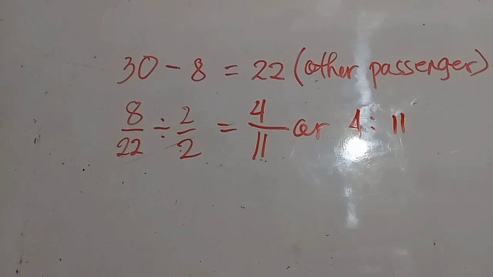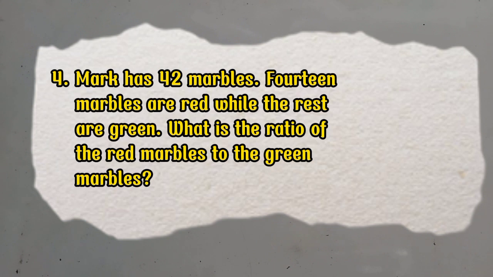Okay, another example. Number 4. Mark has 42 marbles. 14 marbles are red, while the rest are green. So, what is the ratio of the red marbles to the green marbles? So, hinahanap natin yung ratio sa red marbles to the green marbles.